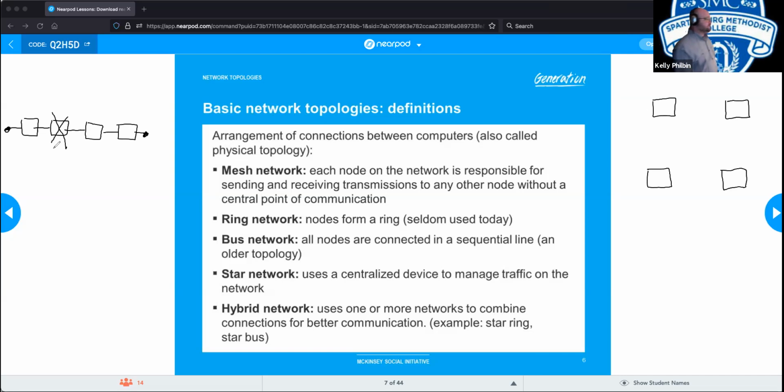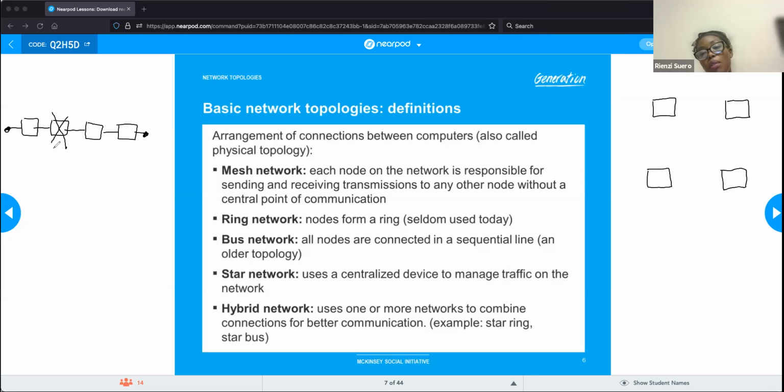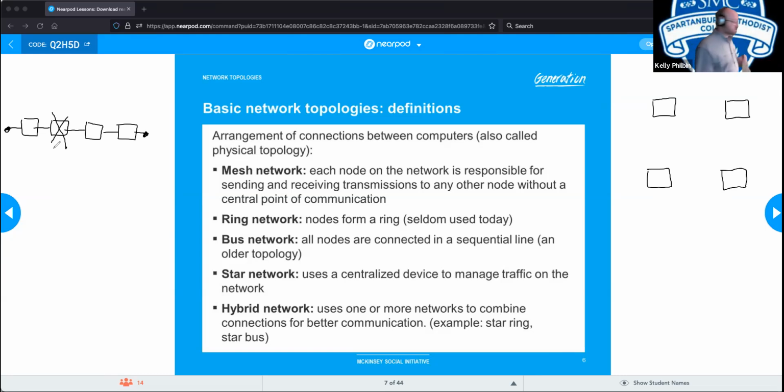Yes, Rienzi. Did you mean that there's a terminator on each end, or just at one end of the line? Thank you for the clarification. There is a terminator on each end, because the communication is going back and forth, and the terminator is reflecting that communication back down the line. So yes, there is a terminator on either end of the bus.